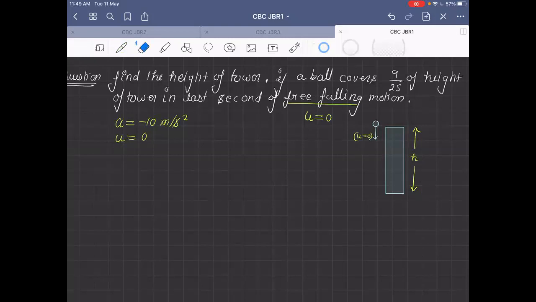Now, it means it cannot be solved with one equation. It has to be solved with two equations. So what are these two equations? The first one is going to be s equals ut plus half at square. Let's see what we are going to get. By the way, displacement here will be minus h or plus h. The ball is going from top to bottom. So displacement will be minus h or plus h.